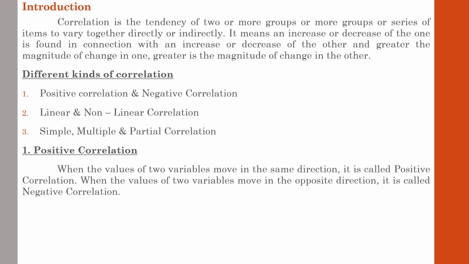When the values of two variables move in the same direction, correlation is said to be positive. That is, an increase in the value of one variable results in an increase in the value of the other variable also, or a decrease in the value of one variable results in a decrease in the value of the other variable also. So the correlation is said to be positive.